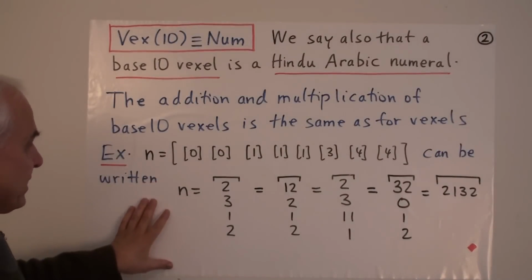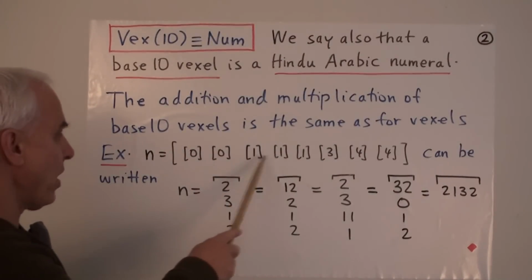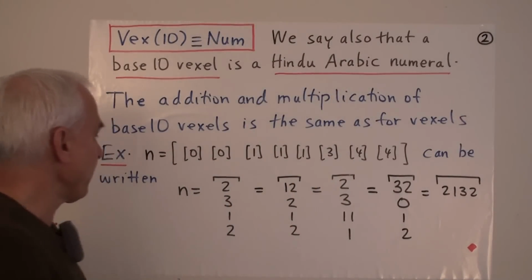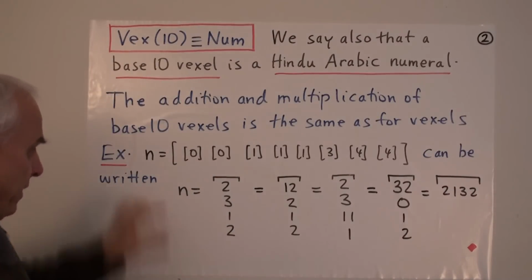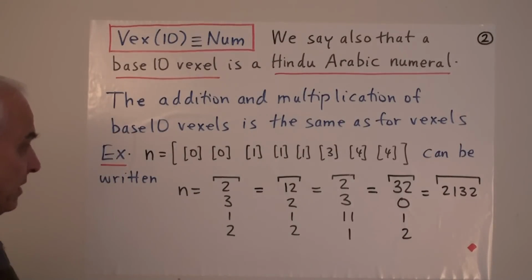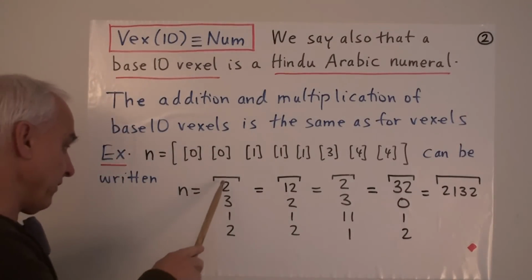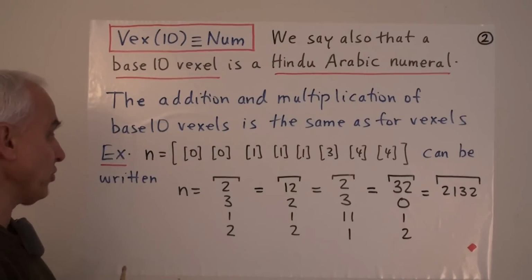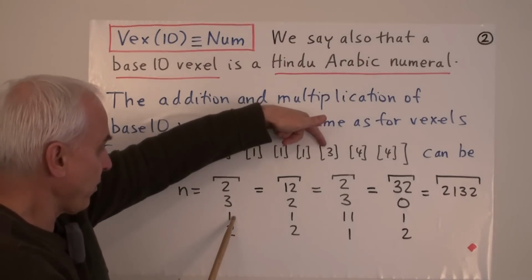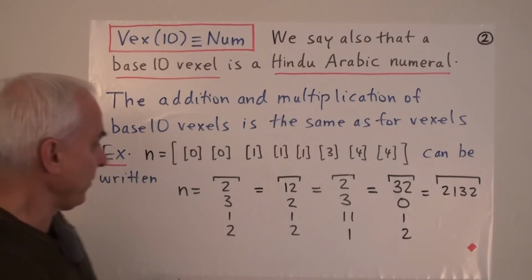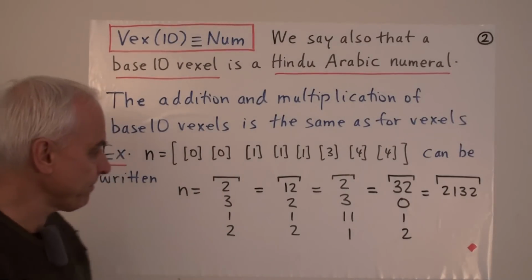All right, so let's have a look at an example. So here's a vexil, 0, 0, 1, 1, 1, 3, 4, 4. Now in this world of vex 10, so we're assuming we're in vex 10, then this thing here can be represented in our usual kind of vexil notation by giving a column vector kind of approach. There's 2 zeros, there's 3 1s, a single 3, and 2 4s. So our vexil n is represented by this vector.